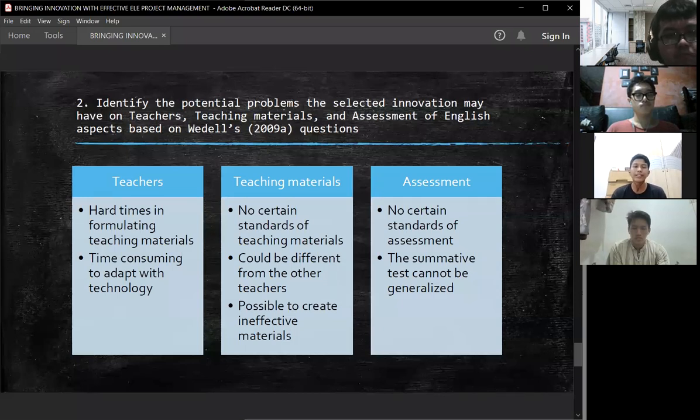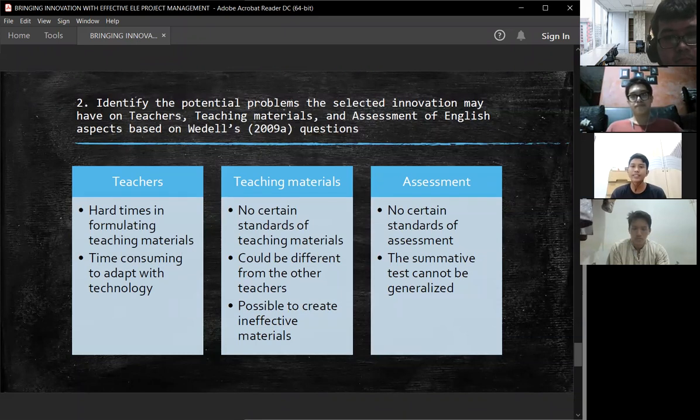The second aspect is related to the teaching materials. In Curriculum 2022, or Curriculum Merdeka, there are no certain standards of teaching materials. Teachers are given freedom to develop their own teaching materials. Then teaching materials could differ between English teachers, even at the same school, based on the principles. Also, teachers could possibly develop ineffective materials if they don't have sufficient knowledge and skills related to the teaching material itself.